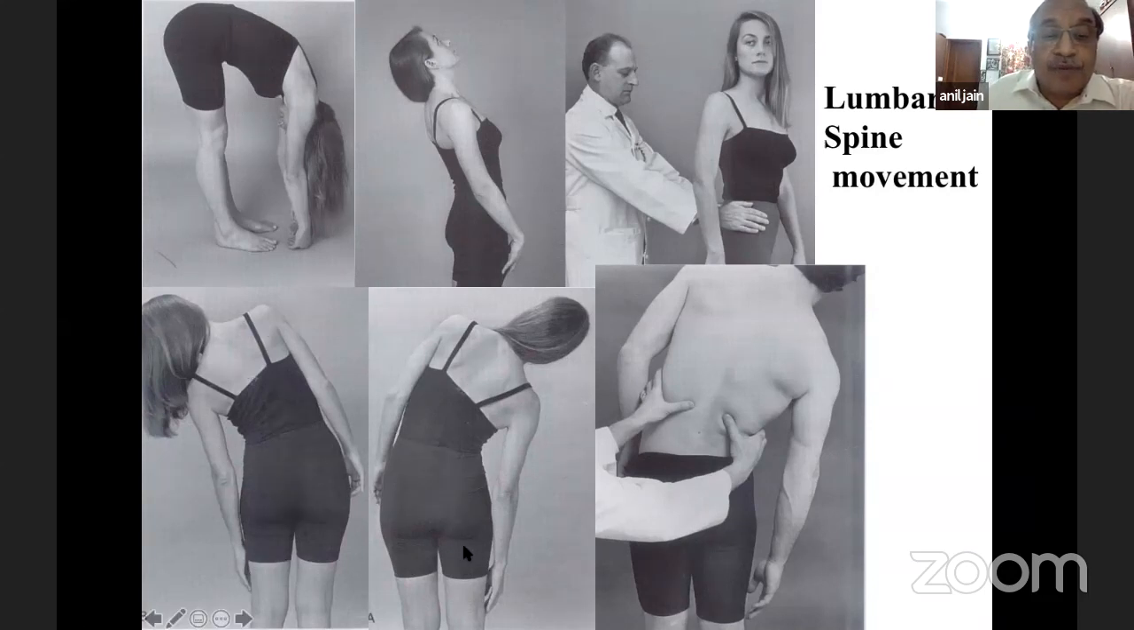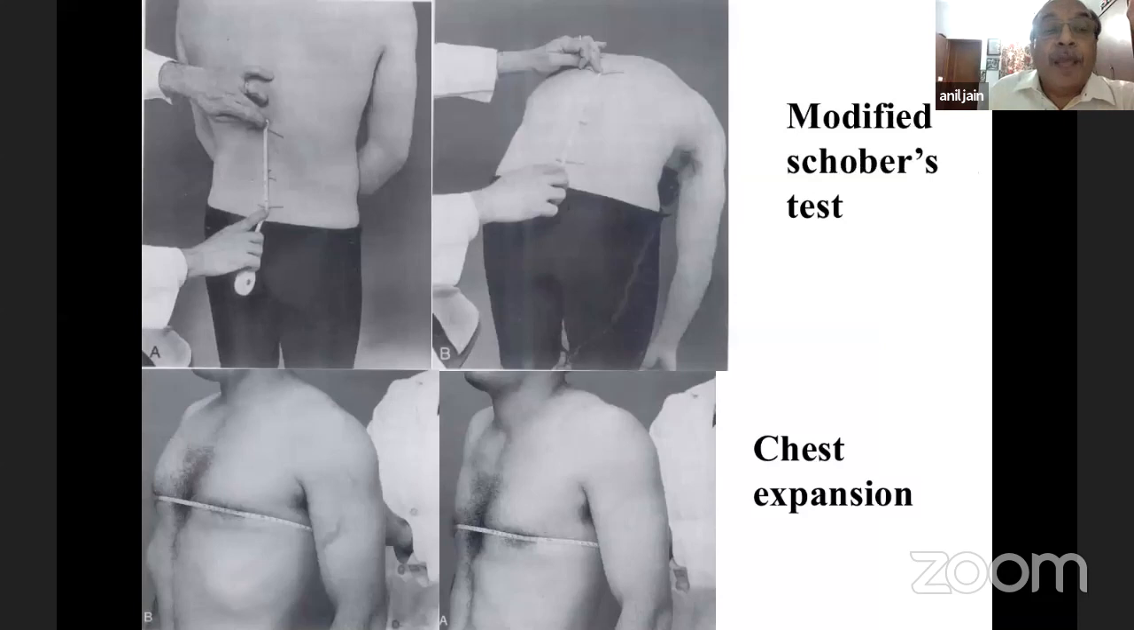Generally, it goes to mid of the thigh, and that's what you compare with the other side. So that's how the lumbar spine movement is tested. Now, there are certain tests, Schauber's test or a modified Schauber's test, which is done for isolated lumbar spine.